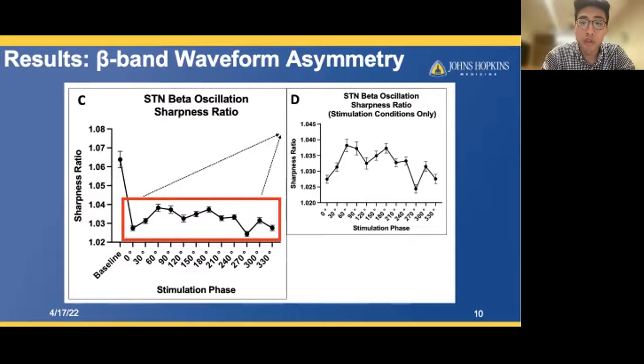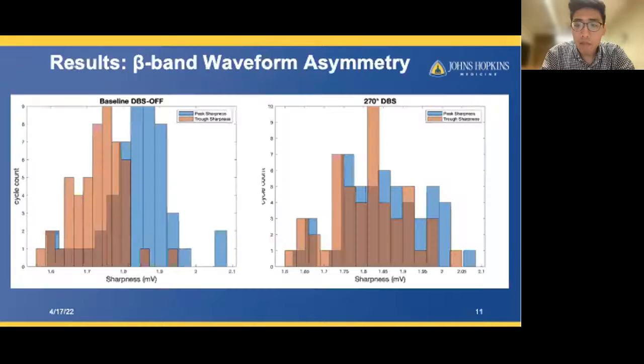suppress the sharpness ratio. I mentioned that the sharpness ratio is the ratio between the peak and the trough sharpness of the waveform. Now we can hopefully appreciate that in the baseline condition, the distributions of the peak and the trough are highly divergent, leading to the higher sharpness ratio. But in the 270 degrees PTS condition, we can see that these two distributions shift to a highly overlapping composition, effectively making the ratio closer to 1.